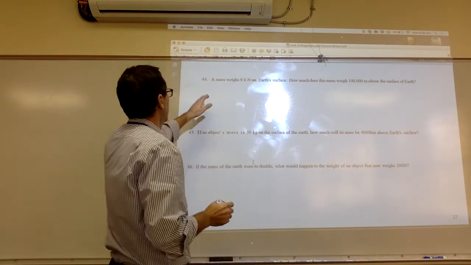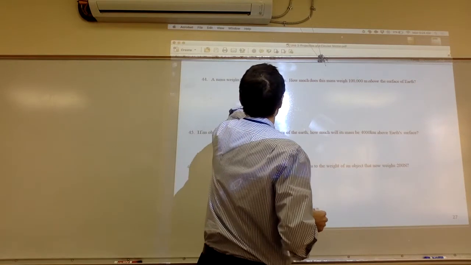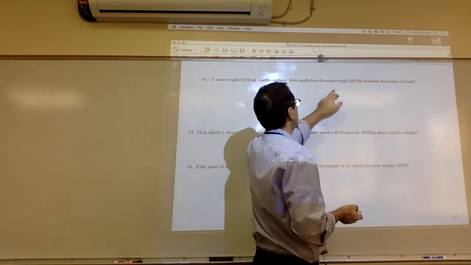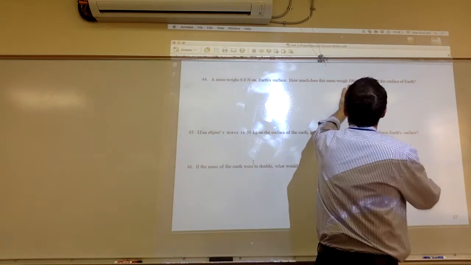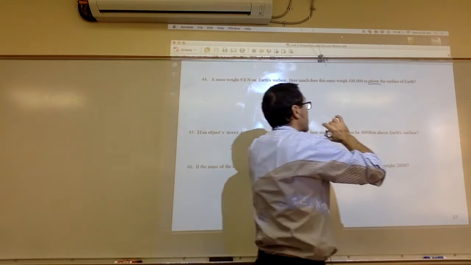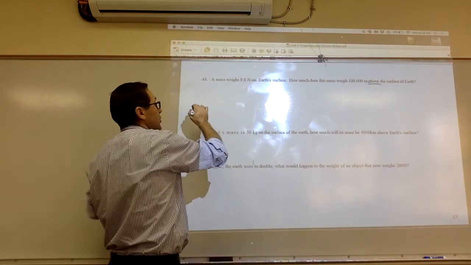Okay, so 44. A mass weighs 9.8 newtons on Earth's surface, right? So which is about 1 kilogram. How much does this mass weigh 100,000 meters above the surface? So we have to get ourselves to the center, right? Okay, so I can do this.